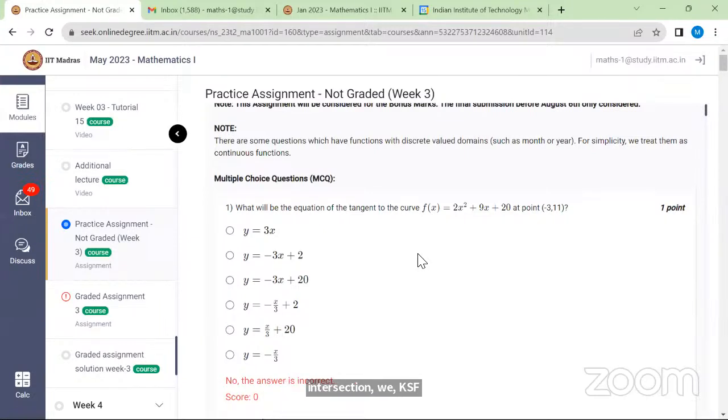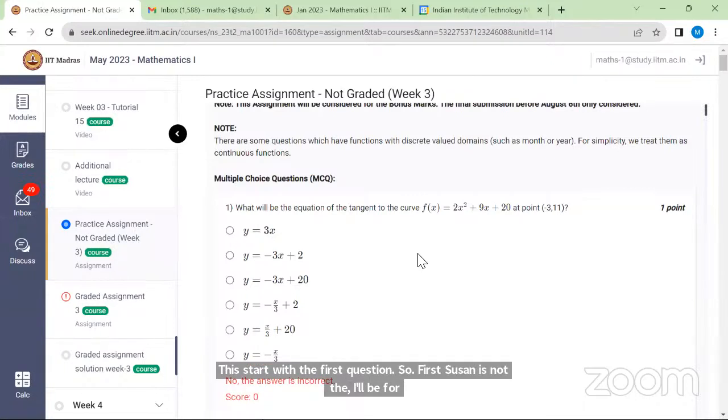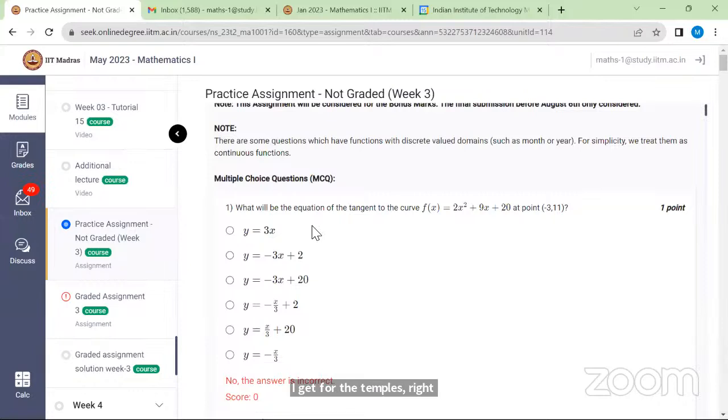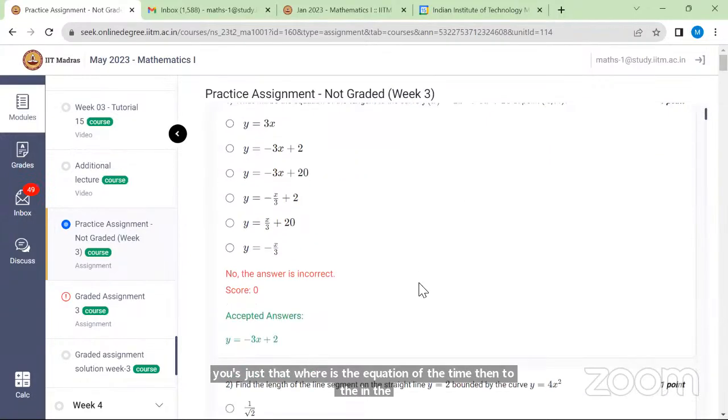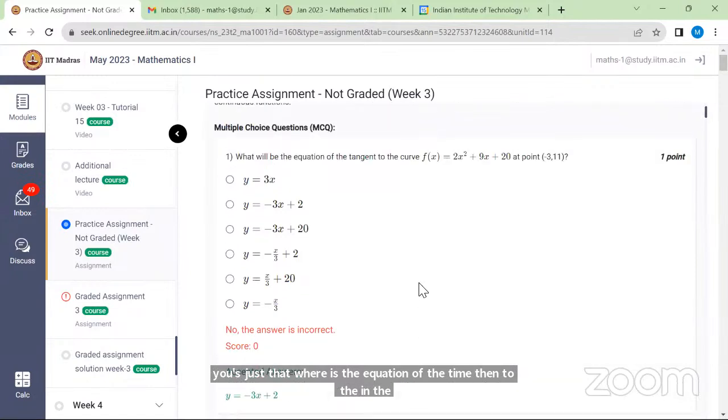Okay, we'll go ahead one by one. Second one also, sir. Okay, so we'll start with the first question. We'll see how many questions. So first question is not that difficult. I guess first is simple, right? Yes, sir. You just have to find the equation of the tangent to the curve at the point. So you just have to calculate the slope, right?